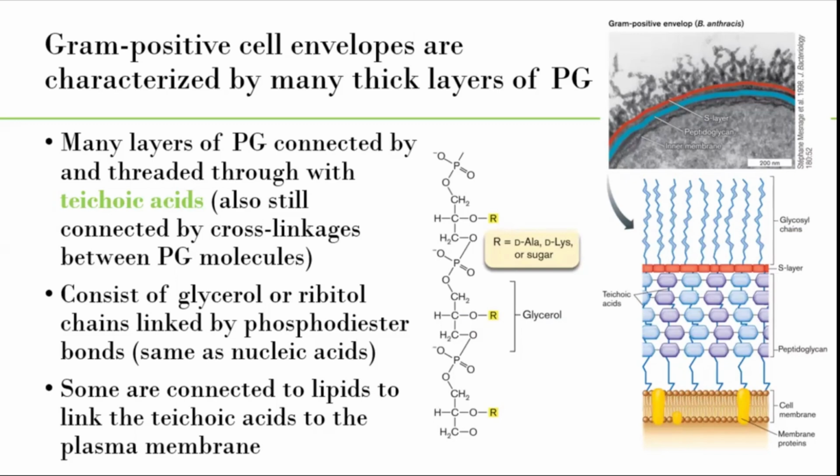And it's linked by really strong covalent bonds. And they will extend these from the peptidoglycan, the cell wall, all the way down to the lipids of the outer leaflet of the membrane. And what that does is it anchors the cell wall to the membrane itself, so it doesn't get washed away in the environment. So that's kind of the point of the teichoic acids. Links everything together and anchors the cell wall to the membrane.